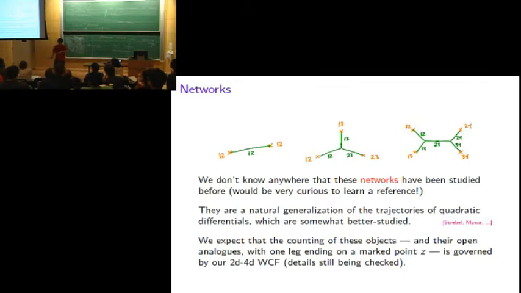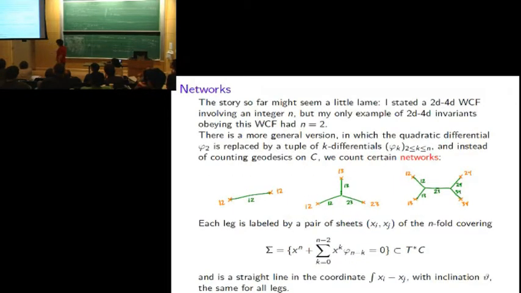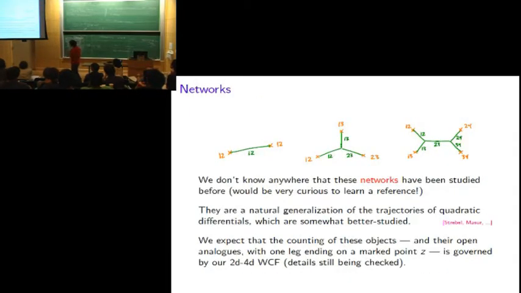Because I don't have too much time, and because I've thought more about the A type than the others. But it's true, there's sort of an ADE story here. So we expect, with a few details still being checked, that the counting of these objects, and their open analogs where you have one leg ending on a marked point, is again governed by the same formula that I just told you, the 2D-4D wall-crossing formula.